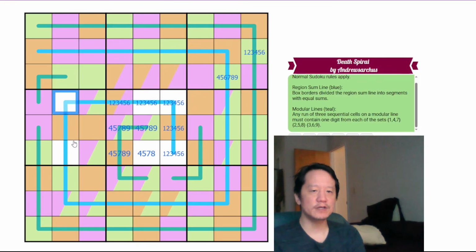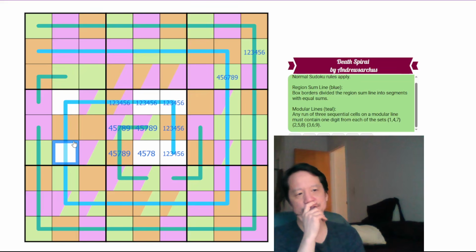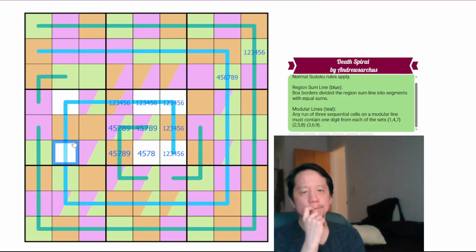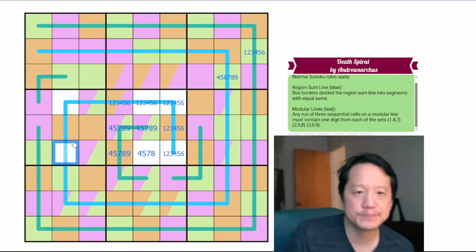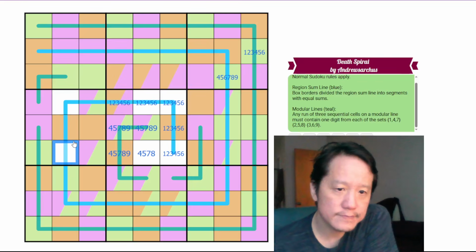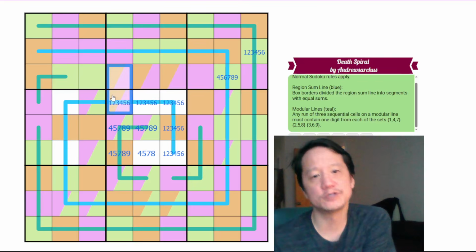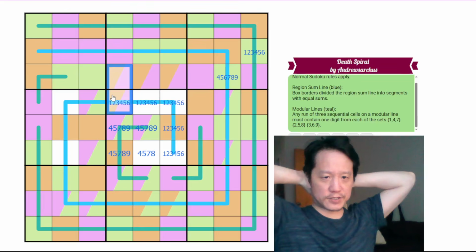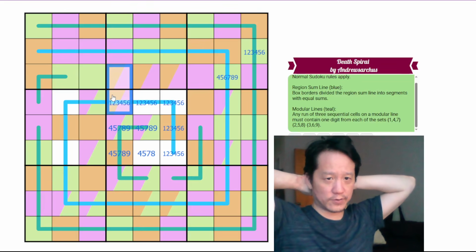We know one of these is orange. That's for certain. But that's it. We don't know the other one. One of these is orange, but we don't know which. We don't have any information about the green and the pink either.